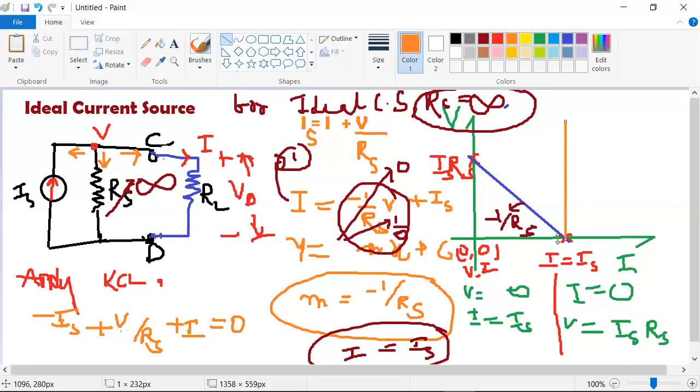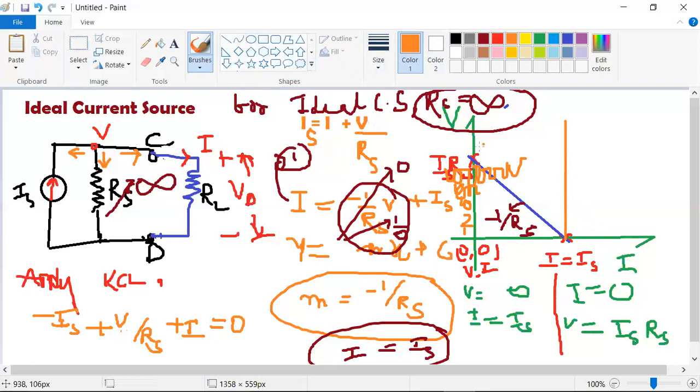Let me add these points of voltage. If you apply 1 volt, my current is constant. 2 volts, my current is constant. 100 volts, my current is constant. 1000 volts, my current is constant. 1 lakh volts, my current is always constant. So there is no change of current in the VI graph.